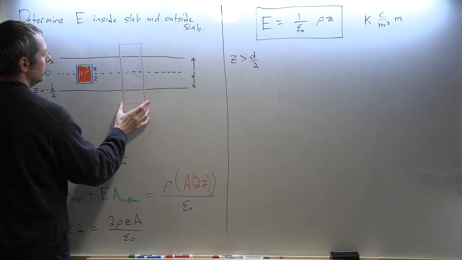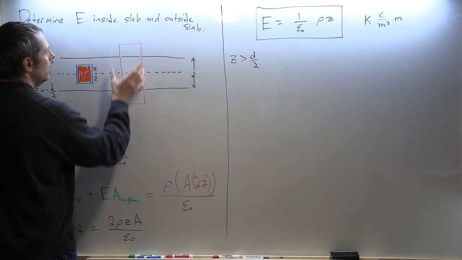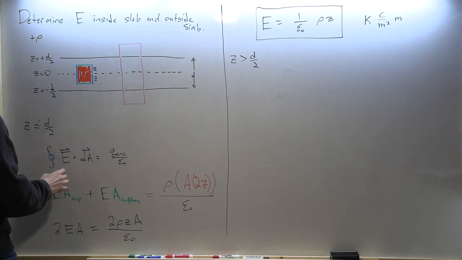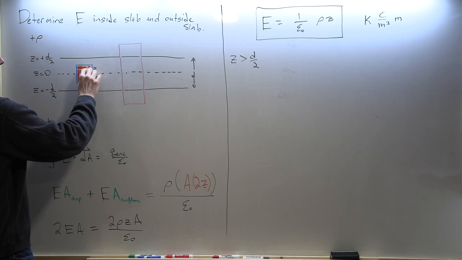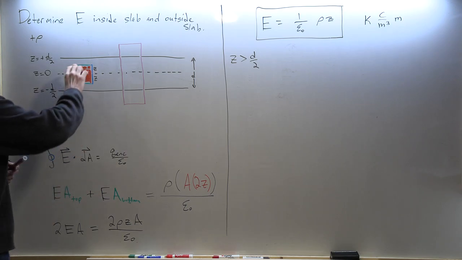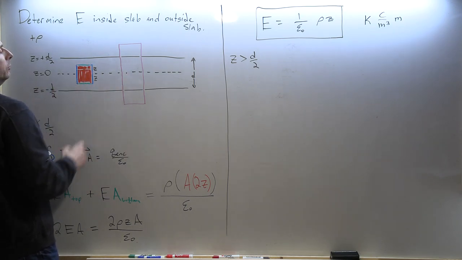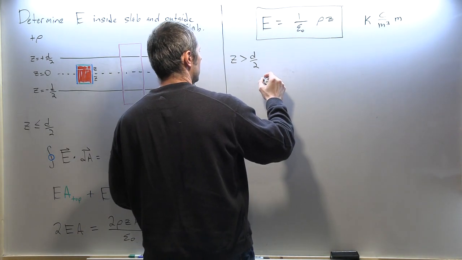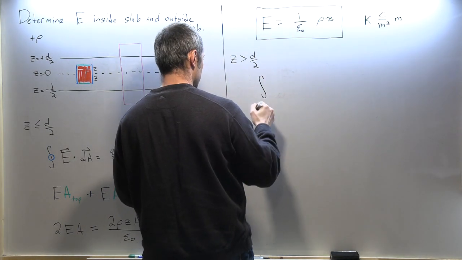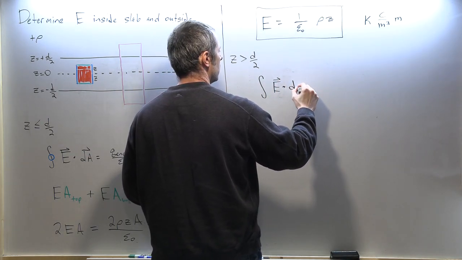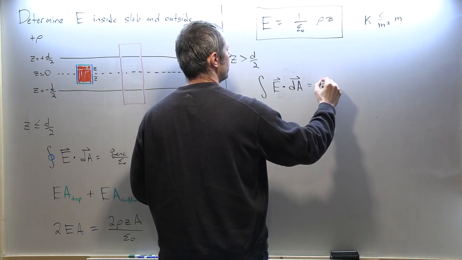Again, I want to put this at the same coordinate below as above so that I don't have two different values of electric field. Like if this was like this, that would not be good. It would not give me the correct answer because I'd have two different E's and I couldn't solve for E. I have to make it symmetric about z equals 0. So there's my shape. We start off with Gauss's law.